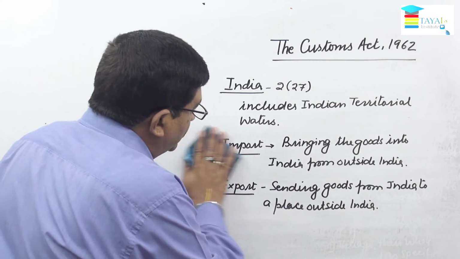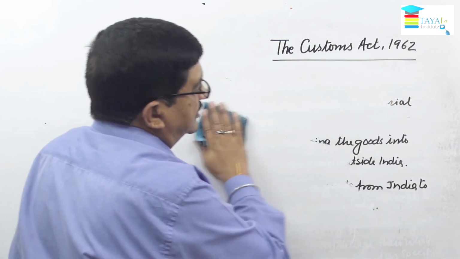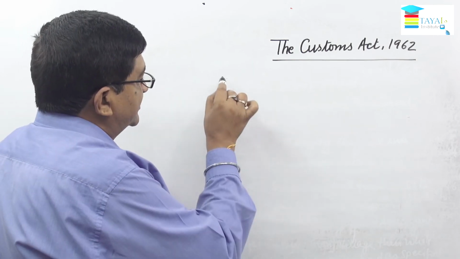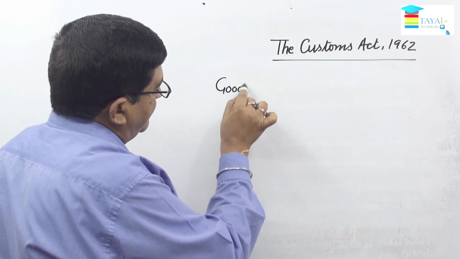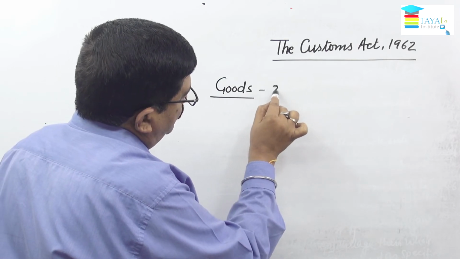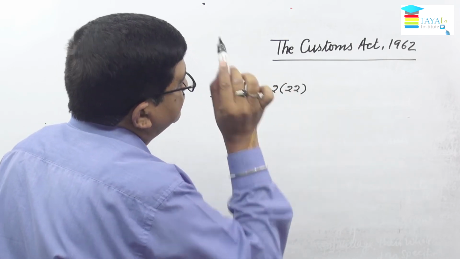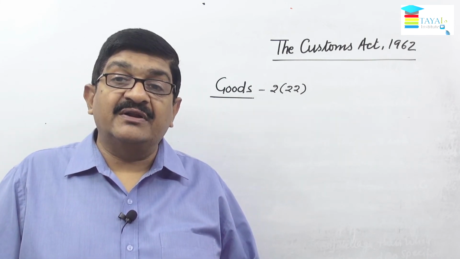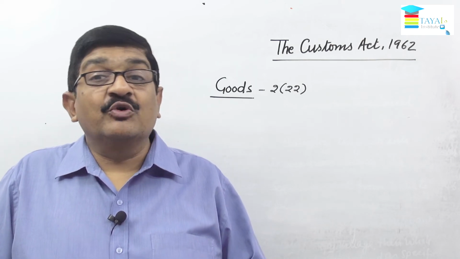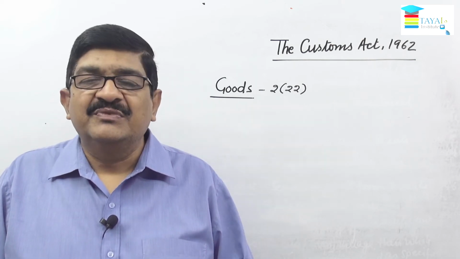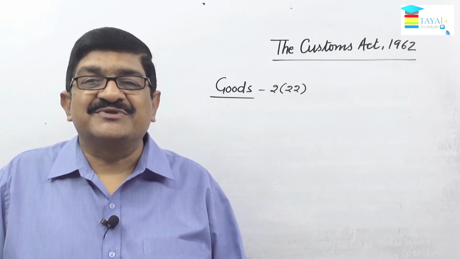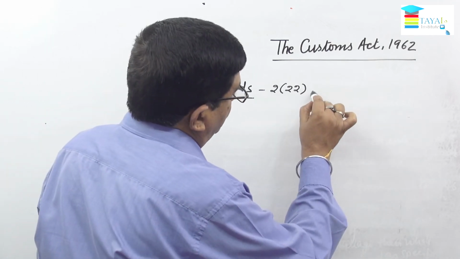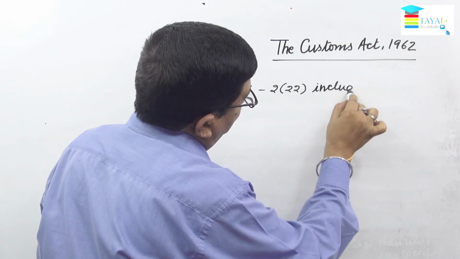Now import and export both are related to the most important concept, that is goods. Goods, this itself is defined under section 2, subsection 22. We cannot apply the definition as given under the Sale of Goods Act. We cannot apply the definition given under GST. The term goods is defined for the purpose of customs differently. So for the purpose of customs, goods includes, of course, the term includes doesn't have any meaning here; actually, this should be means.